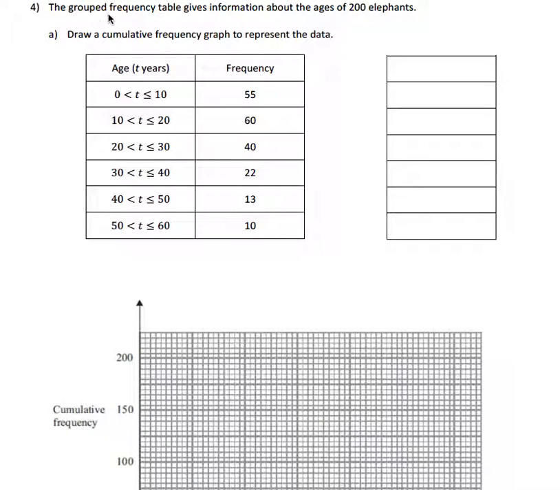Number 4, we have a group frequency table giving information about the ages of 200 elephants. It says, draw a cumulative frequency graph to represent this data.